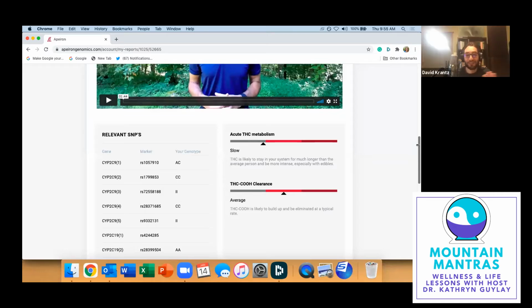Perfect. This is great then. This is the exact perfect use case of this, because we can predict what your response might be. And honestly, that may be some really helpful intuition that was coming up for you, because slow THC metabolism does tend to have the most extreme, exaggerated response to it.